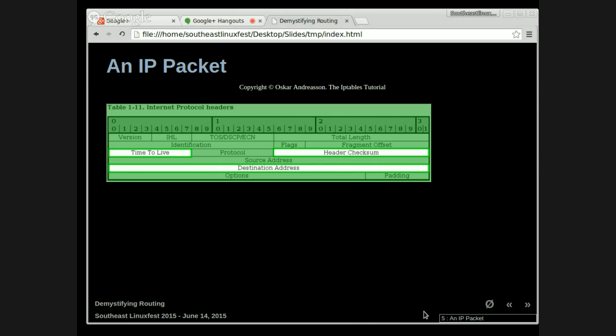Sir, a checksum of the IP header. So the question was, what is it a checksum of? Yes, so it's the IP headers, all the information in there.